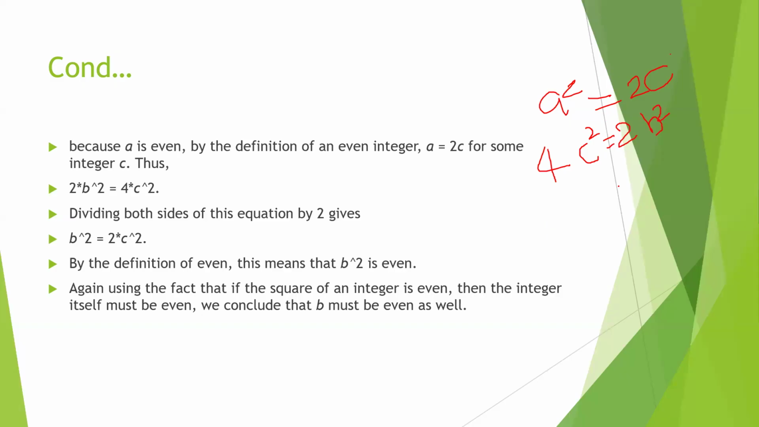So dividing both sides by 2, we got 2c square is equal to b square. So by the definition of an even number, we can say that b square is also an even number. Again, using the fact that if the square of an integer is even, then the integer itself must be even, we conclude that b must be an even number.